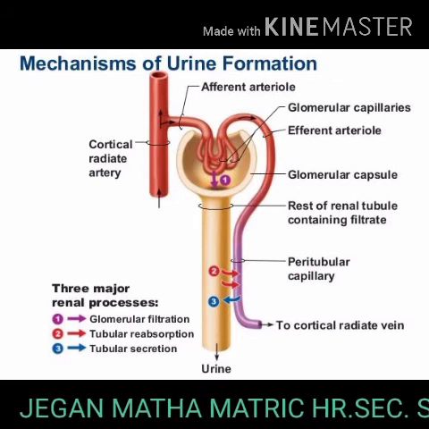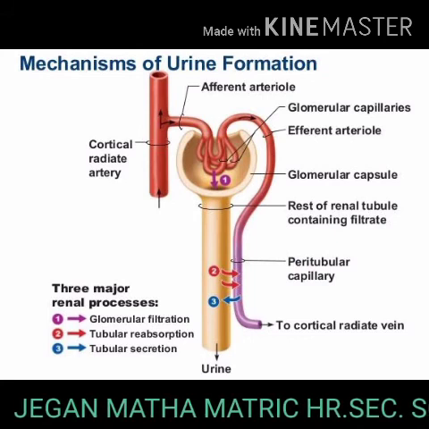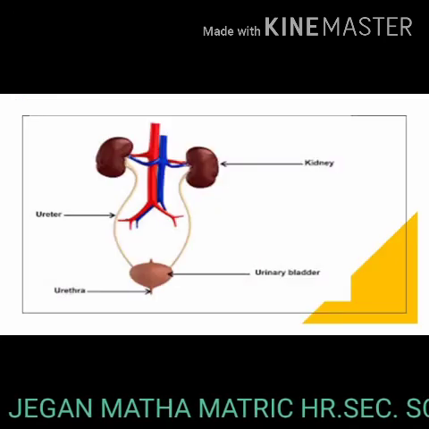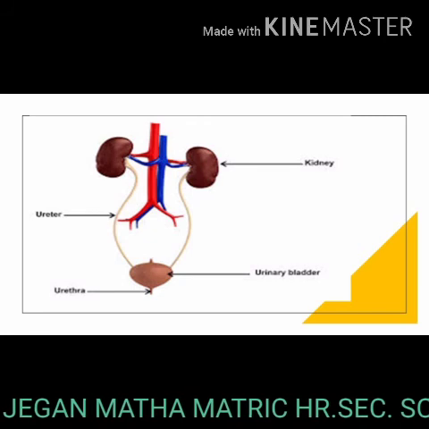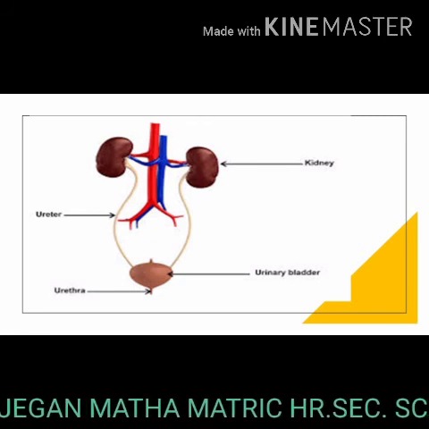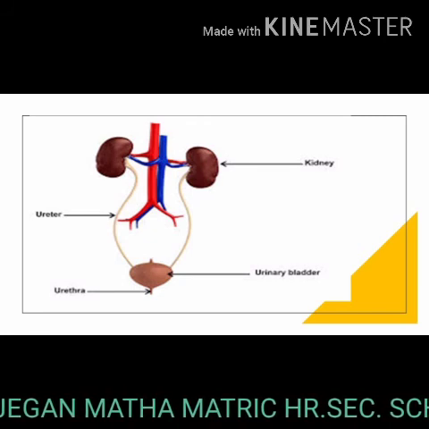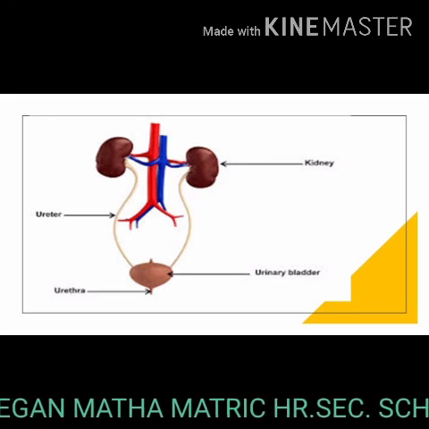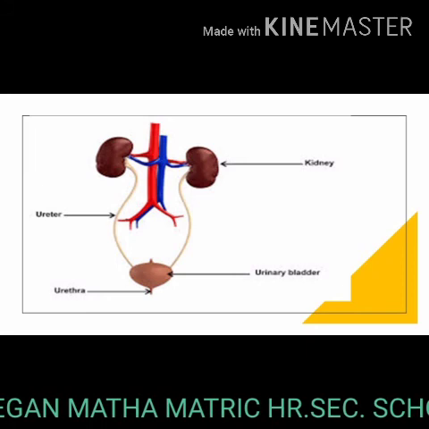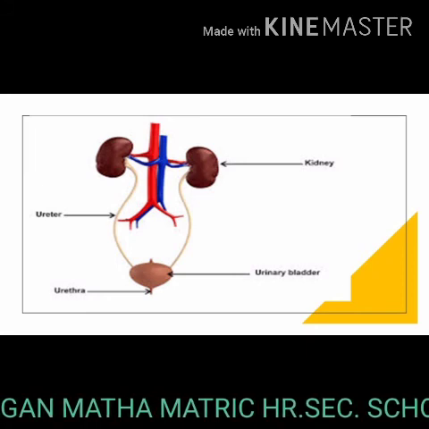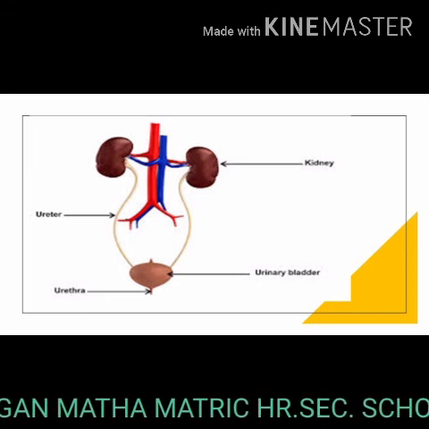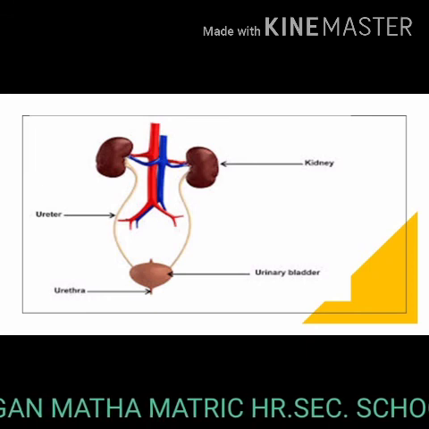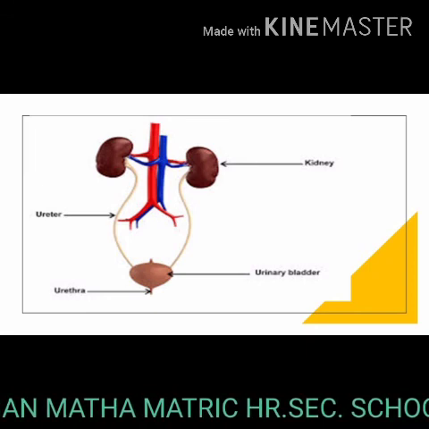Finally, the urine passes into the collecting duct to the pelvis and through the ureter into the urinary bladder. When the urinary bladder is full, the urine is expelled out through the urethra. This process is called micturition. A healthy person excretes 1 to 2 liters of urine per day.